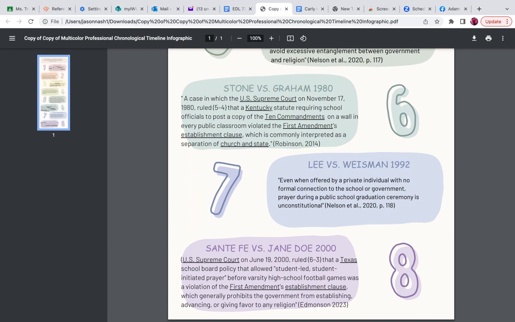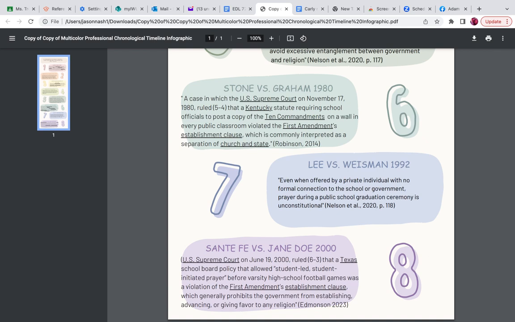And then let's go to the last two, moving to 1992, Lee versus Weisman. Even when offered by a private individual with no formal connection to the school or the government, prayer during a public school graduation ceremony is now considered unconstitutional. And finally, number 8, moving into 2000, Santa Fe versus Doe, a 6-3 ruling by the U.S. Supreme Court that a Texas school board policy that allowed student-led, this is important, student-initiated prayer before varsity high school football games was a violation of the First Amendment's Establishment Clause.